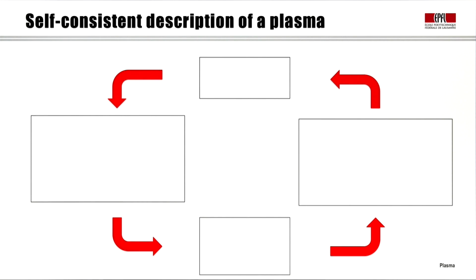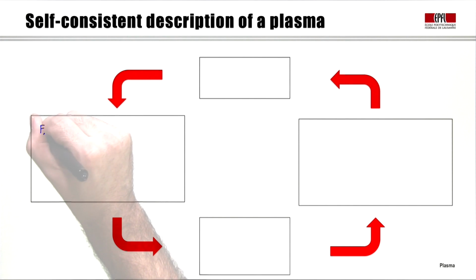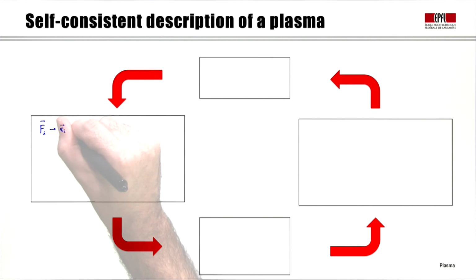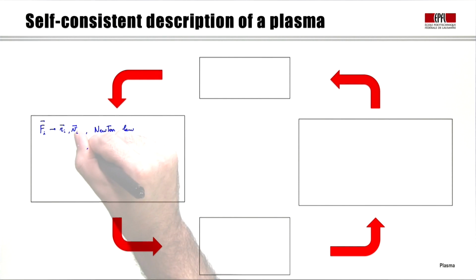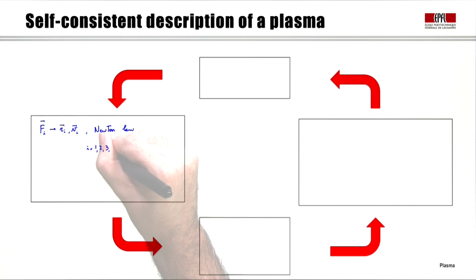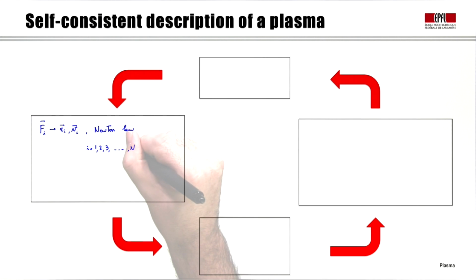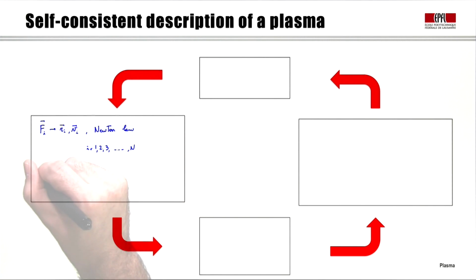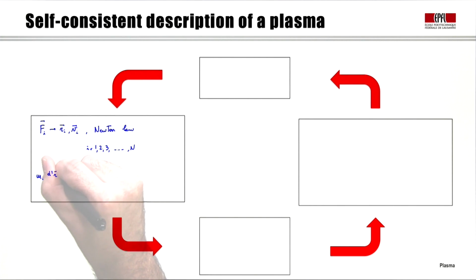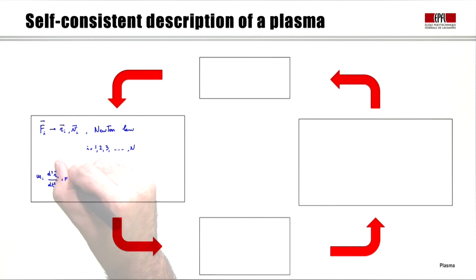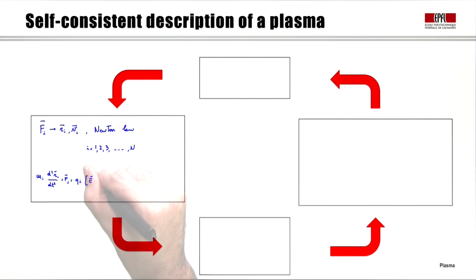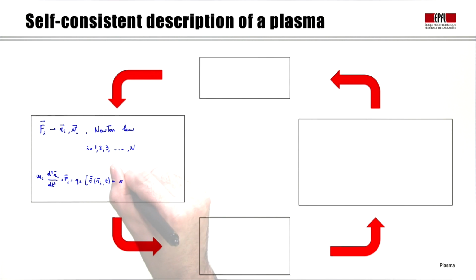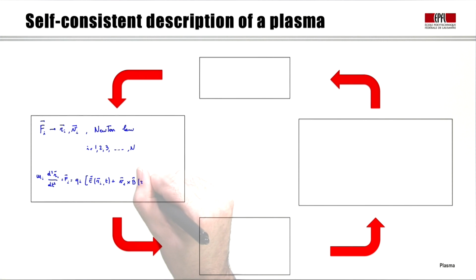The self-consistent description of a plasma starts by noticing that once we know the forces that act on each particle, we can know the position and velocity of all particles by using Newton's law, for all particles, from 1, 2, 3, till the last one, N. More precisely, we consider the mass times the acceleration equal to the forces that are acting on each particle. And this, as we are dealing with electrically charged particles, will be given by Qi E of Ri, t plus the Lorentz force Vi cross B, with B evaluated at Ri, t.